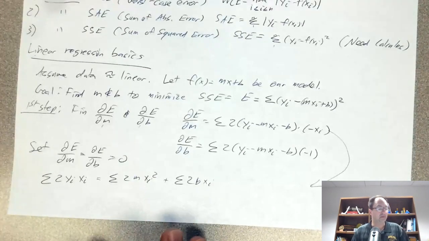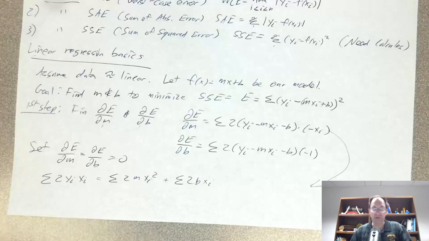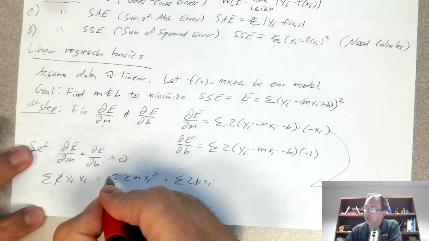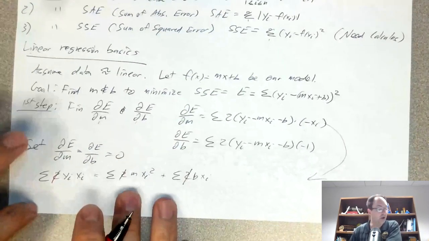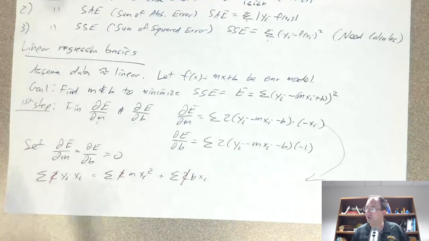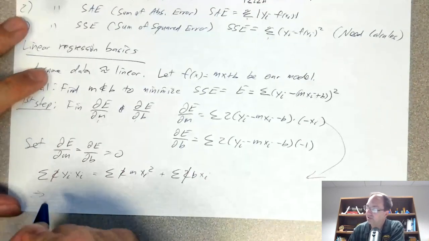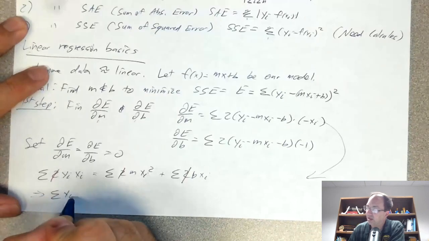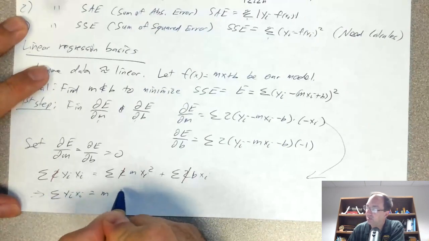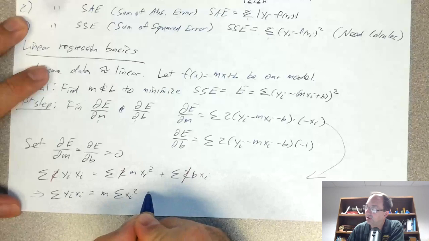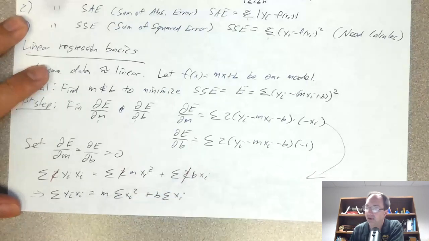In fact, we can even cancel the 2 if you prefer. And we still have something where we can pull out the constants. We can pull out the m. So we have the sum of yi xi equals m, sum of xi squared, plus b, the sum of xi.